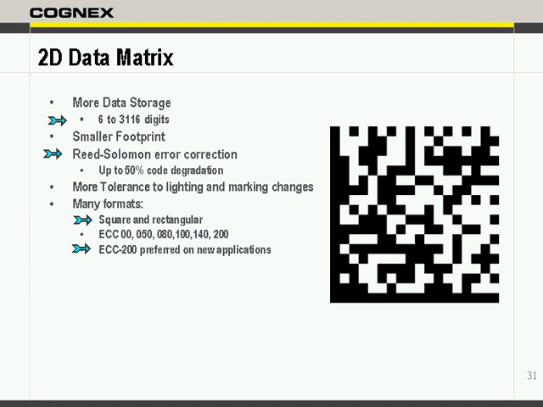ECC 200 is preferred, and that's basically the latest version of the error correction code that's being used in these cameras. And it's basically for the purpose of being able to have this code damaged or skewed and still be able to read it. It is preferred for that reason.